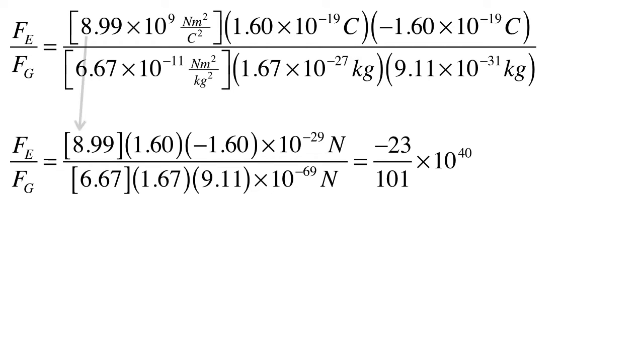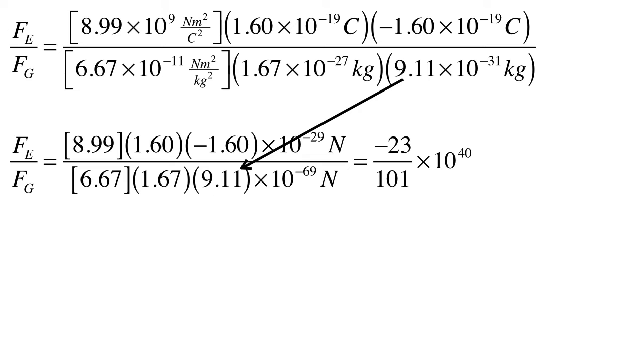So now here's what I did. I just parked the 8.99 there. I parked the 1.60 right here. Okay. And then the negative 1.60 I parked right there. And then I put all the scientific exponents over there in 10 to the minus 29. And then in the denominator, I did the same thing. So my 6.67 is down here, and my 1.67 is right here, and my 9.11 for the electron is right here. And I have my 10 to the minus 69.